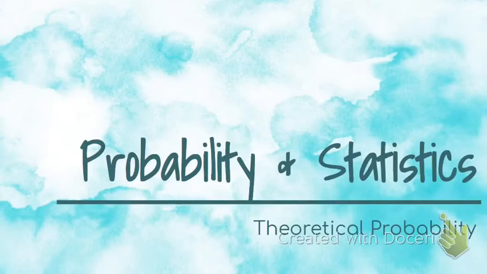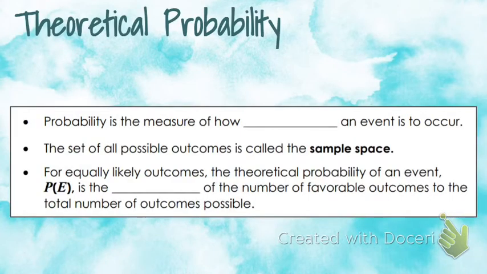Hello, today we're going to learn a little bit more about probability, and specifically we're going to talk about theoretical probability. So, probability is the measure of how likely an event is to occur. And the set of all possible outcomes is called the sample space. These are just some terms that you need to know.